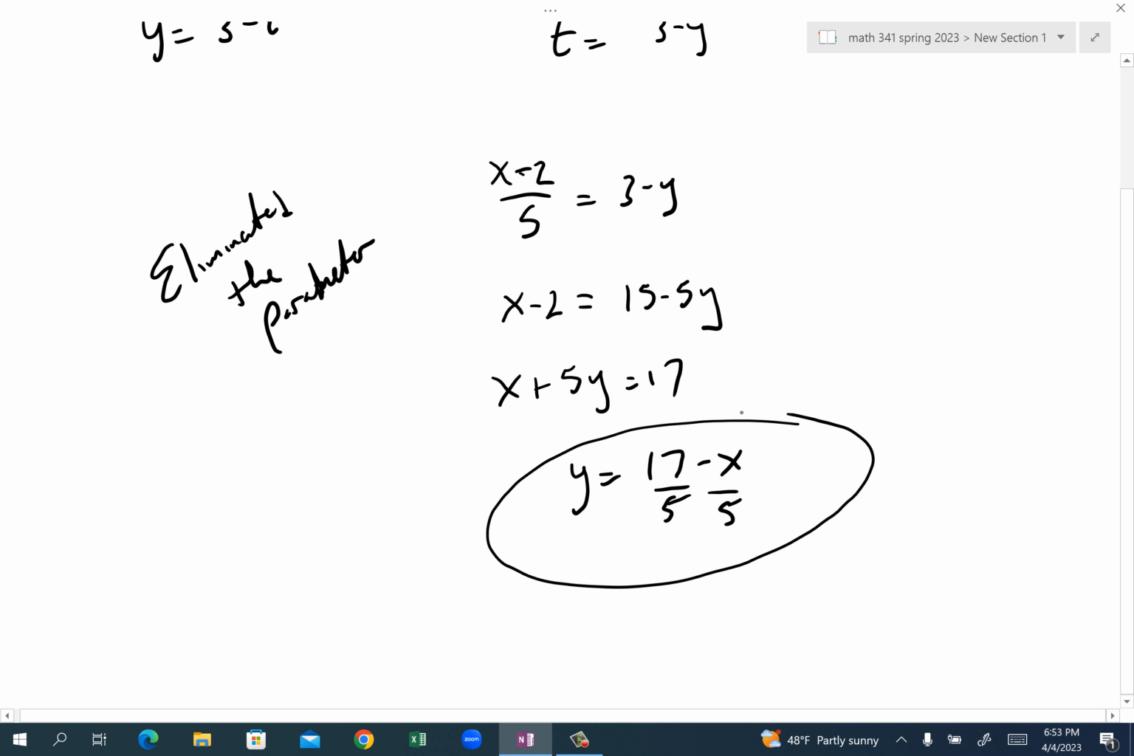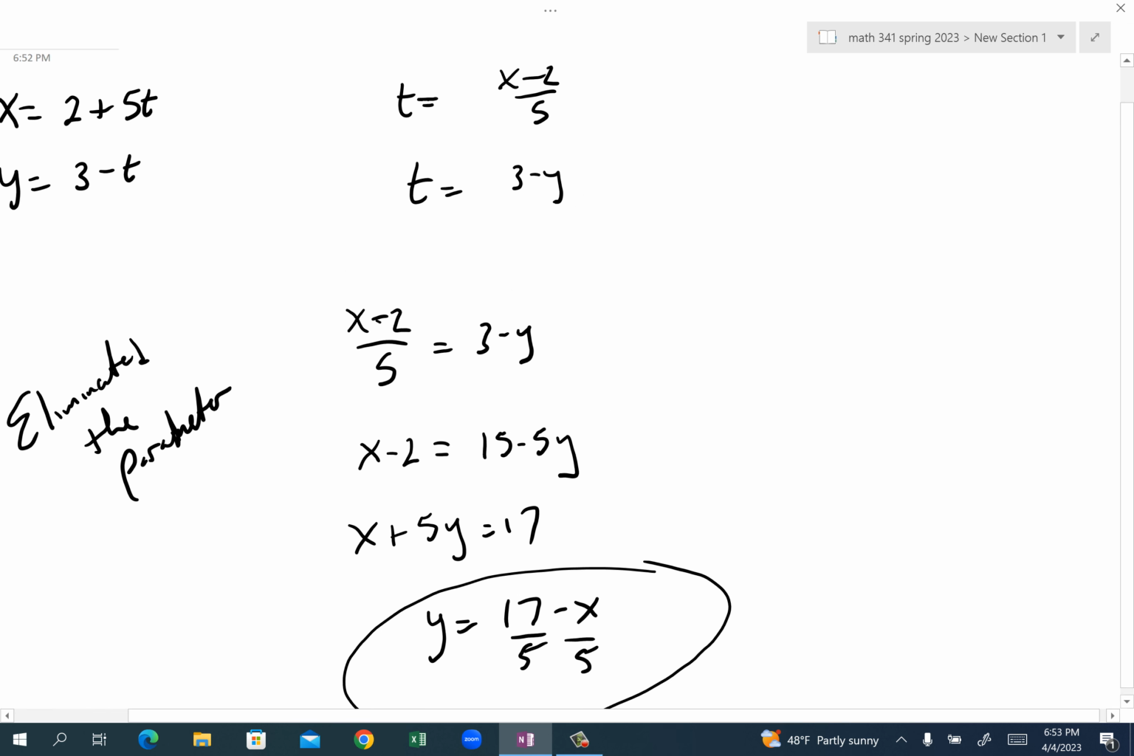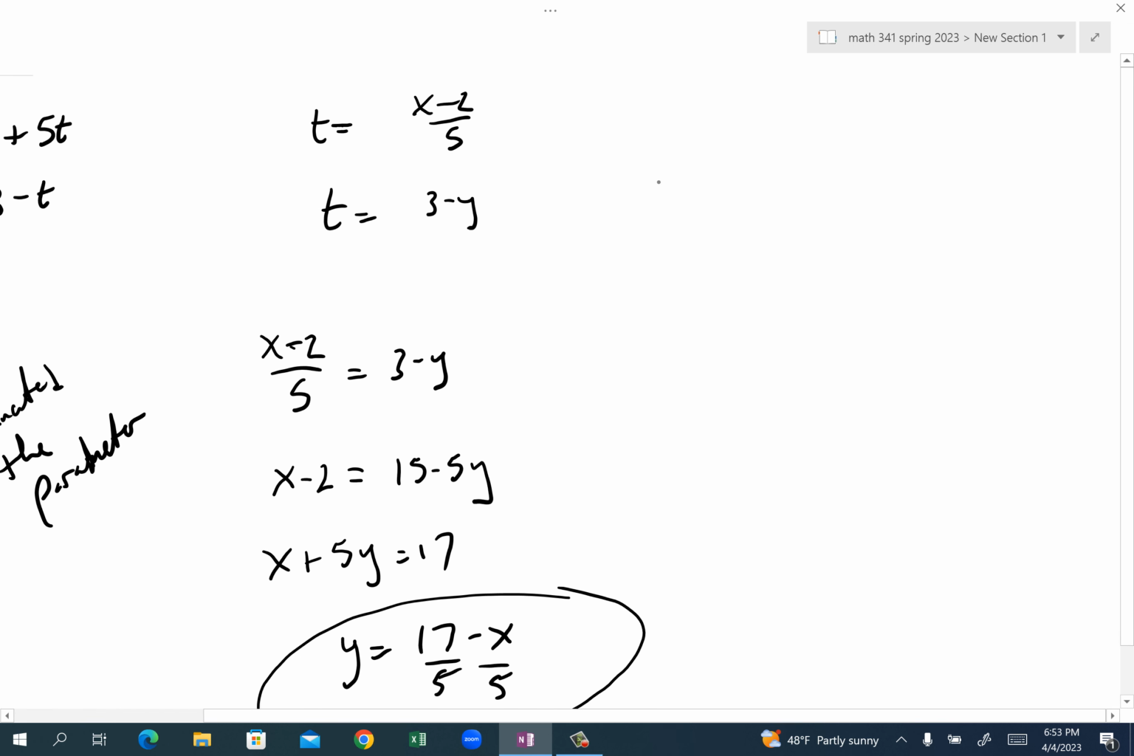Now then the question, of course, is, well, could you do this in 3 dimensions? Kind of. Here's the problem with 3 dimensions. If you did this in 3 dimensions, you'd have something like, I don't know, t equals 2 plus z. So you could set them all equal to one another.